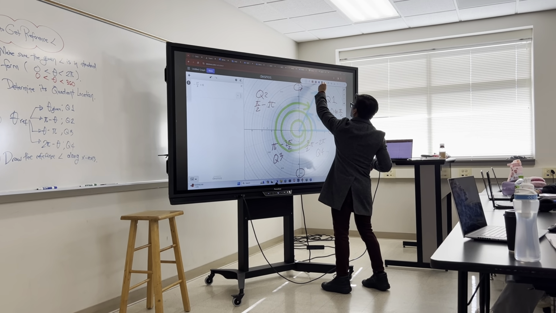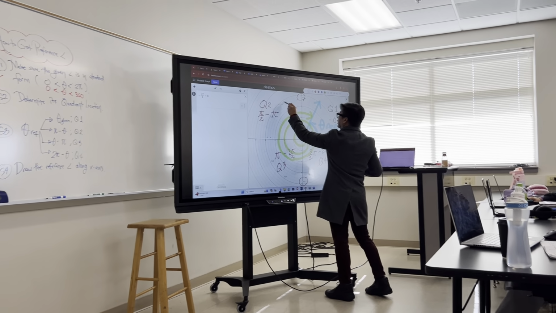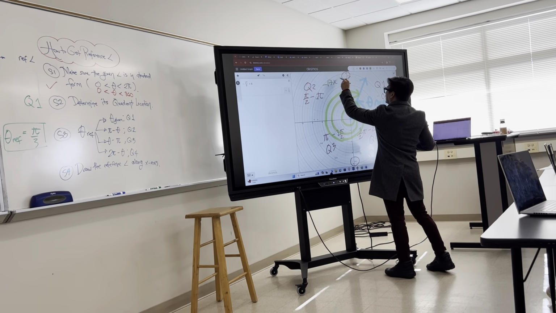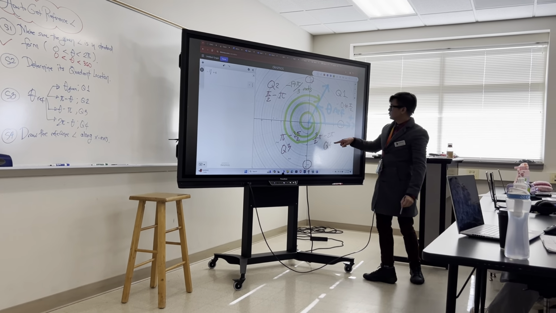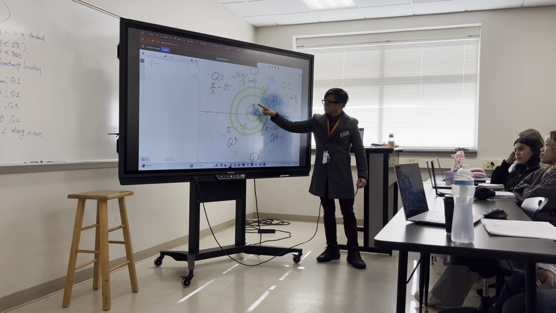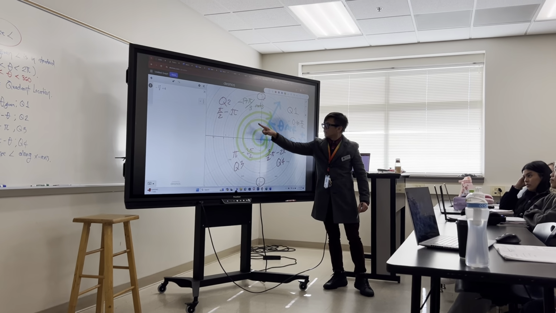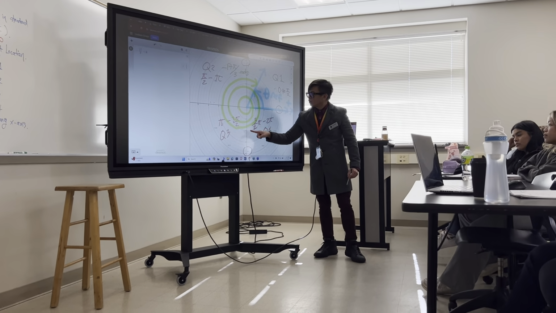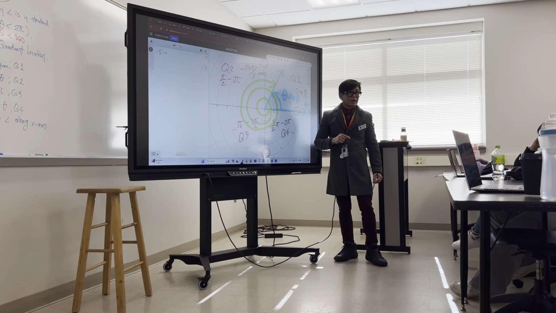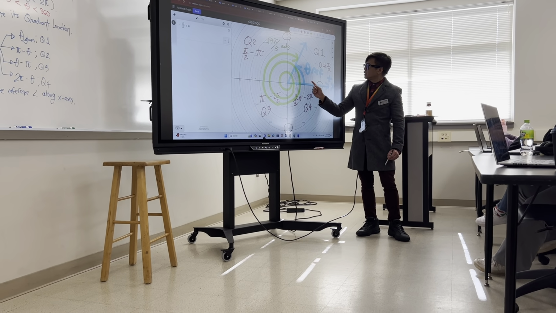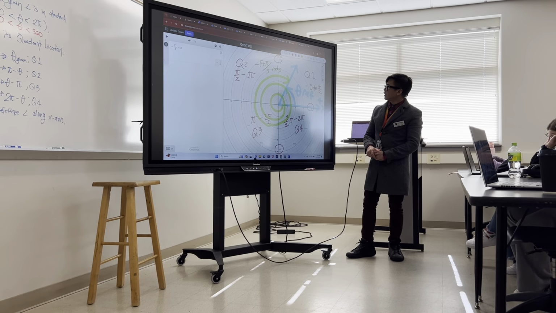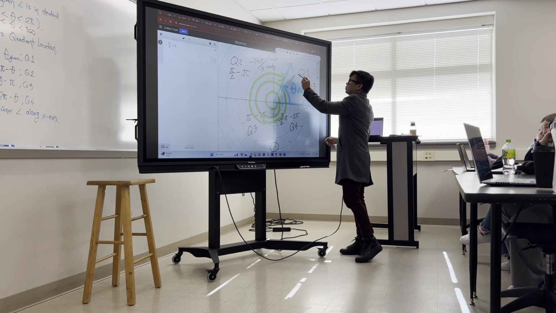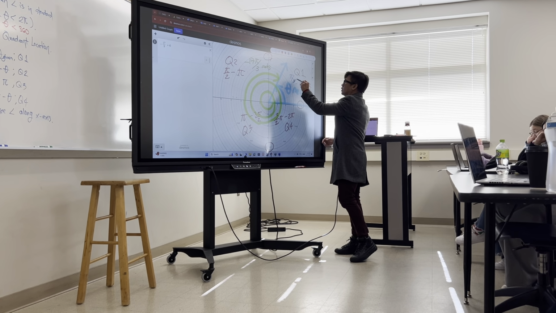You know what? Let me use this big one here. This is your negative 17 pi over 3. Negative 2, negative 4. That is negative 17 pi over 3. And this one in here is the reference angle for such. How much is this one in blue? Pi over 3.